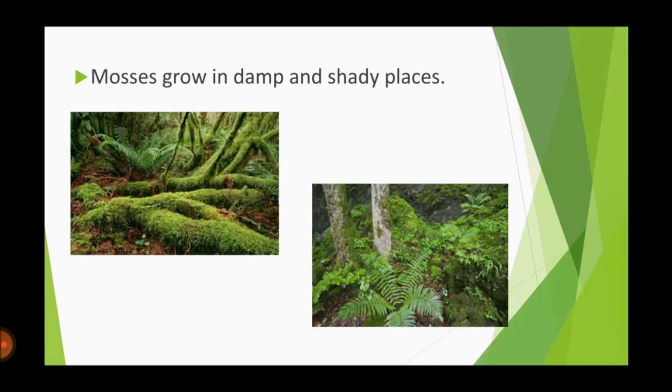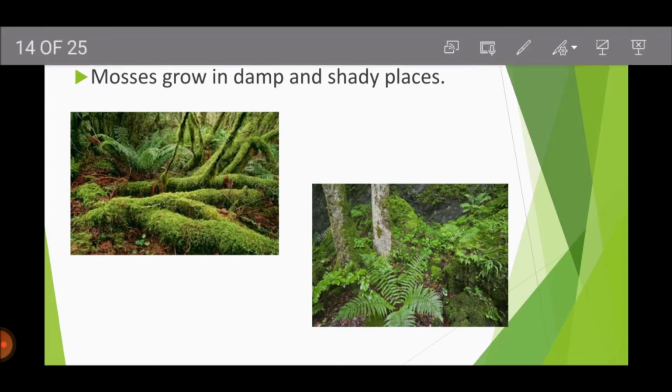Mosses grow in damp and shady places. So students, these are the kinds of plants that emerge from shady places. There is less sunlight over there. There is more damp area there. Okay, so this is all about the mosses and ferns.